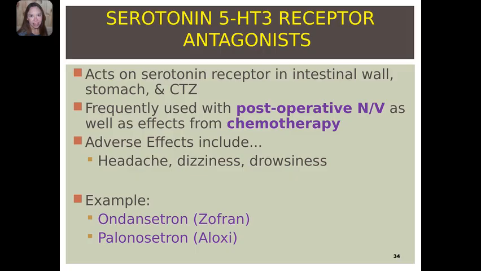So Zofran is an example, and Aloxi is another example. Commonly, we are going to use this, Zofran more common than the Aloxi. A lot of times we'll give the Zofran ahead of time. If we have a patient scheduled for a surgical procedure, we can do that pre-op, and then we can also use it in the PACU. If somebody has just had surgery too, they're already not feeling good because now we are causing them pain because now they have an incision of some sort and they don't want to be dealing with nausea and vomiting.